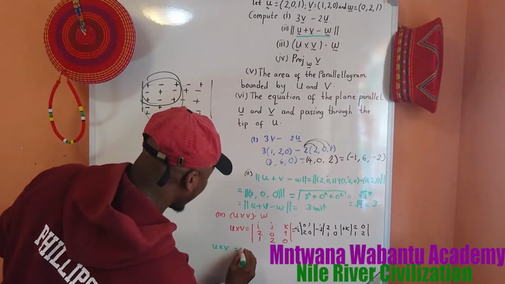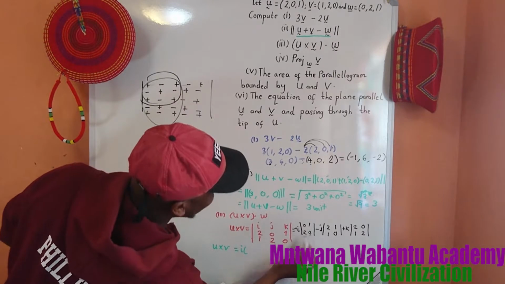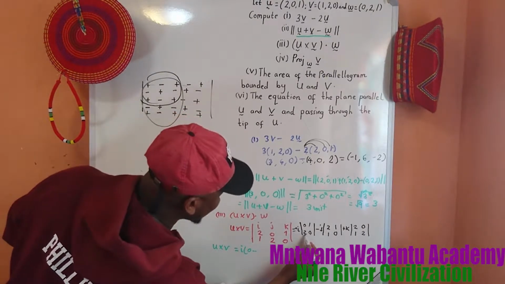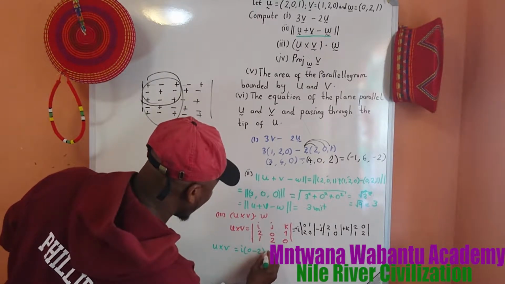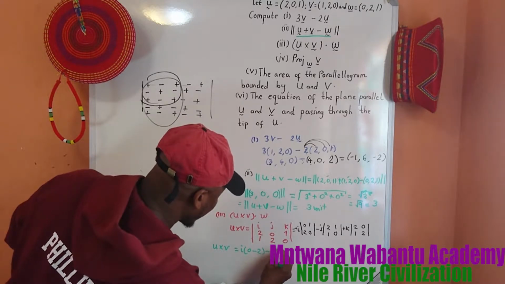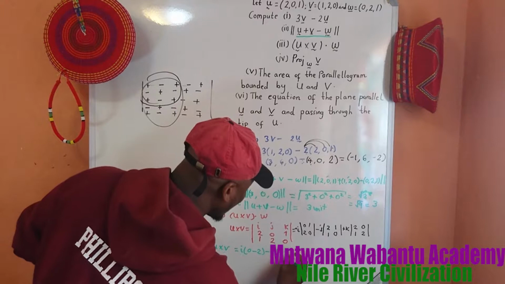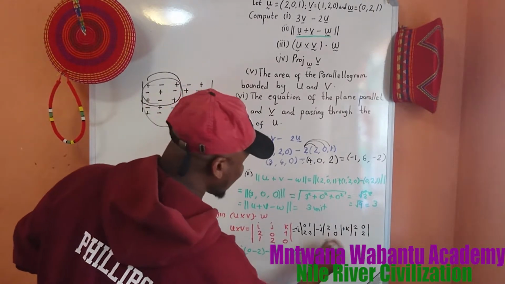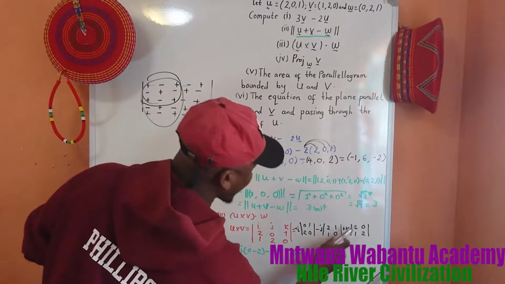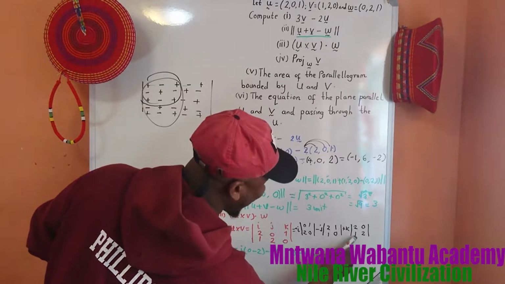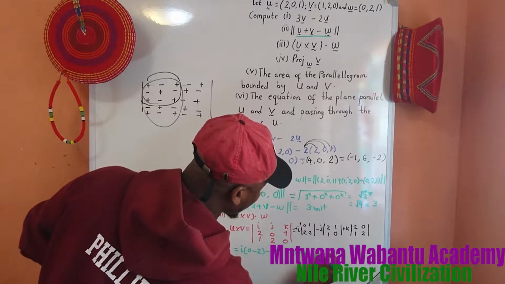Now we're going to say i. 0 times 0 equals 0, and then we minus 2 times 1 equals 2. And then minus j. Now we count for the second one. 2 times 0 is 0, minus 1 times 1 equals 1. And then plus the last one, k. 2 times 2 equals 4, minus 1 times 0 equals 0.